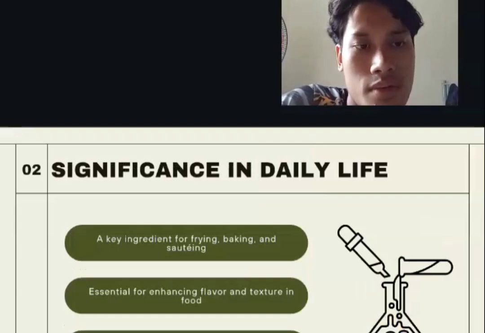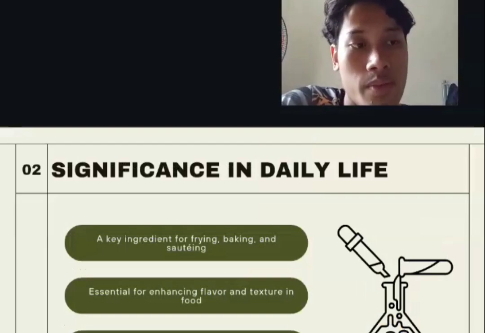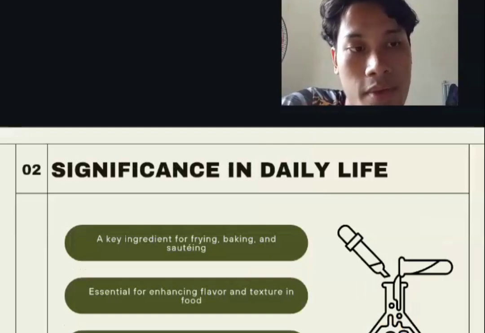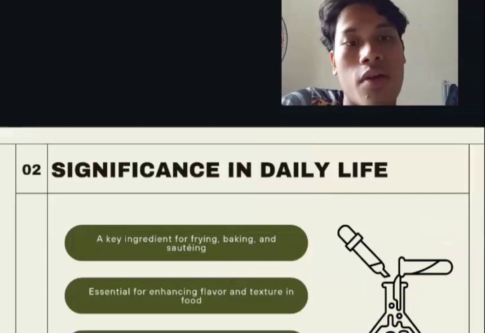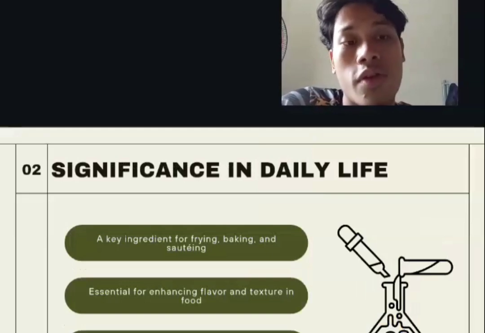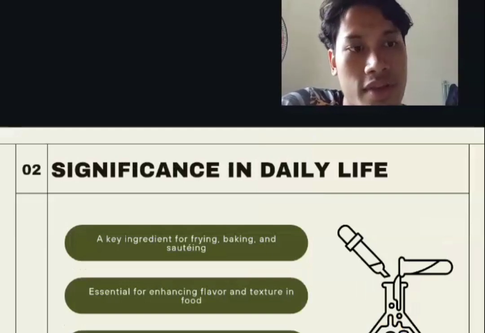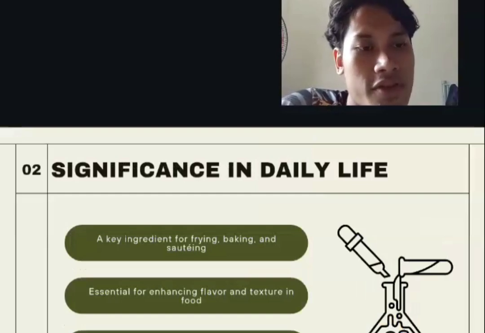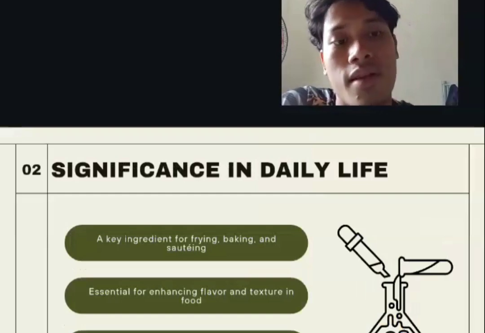And also, it can support cell function because our body needs fats to build cell membranes and also hormones. And it's crucial for absorption of vitamins into our body, because vitamins A, D, E, and K are fat soluble, meaning we can only absorb them properly when we consume oil. So without cooking oil, not only would our food taste different, but our bodies would not function as efficiently either.